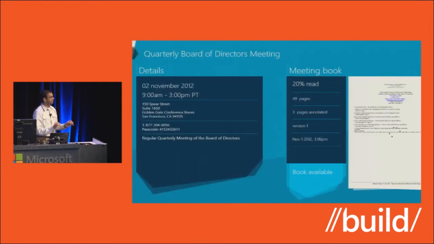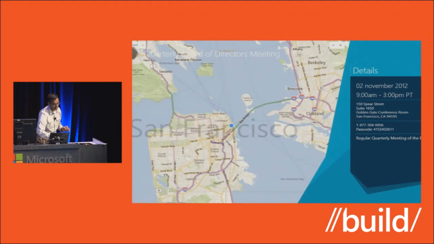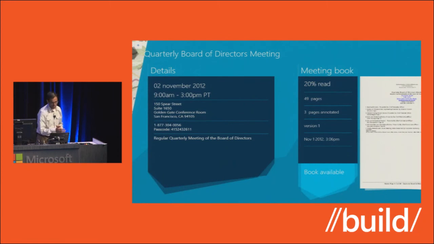And again, the hub view, as I said, with geolocation capabilities, tells me exactly where this meeting is going to be held. I know the passcode, all that information, easily.